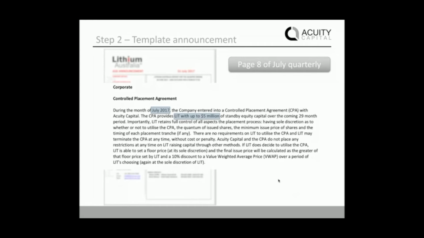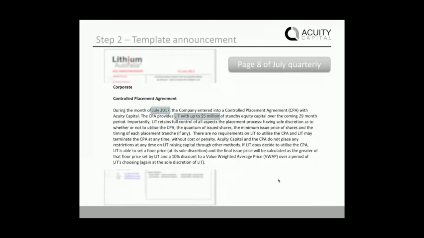If Lithium, the company, does decide to utilize the CPA, Lithium is able to set a floor price at its sole discretion, and the final issue price will be calculated as the greater of the floor price set by Lithium and a 10% discount to a volume-weighted average price. I know it says value-weighted, it should be volume. Average price over a period of Lithium's choosing. So that really is the nuts and bolts of the whole structure there.